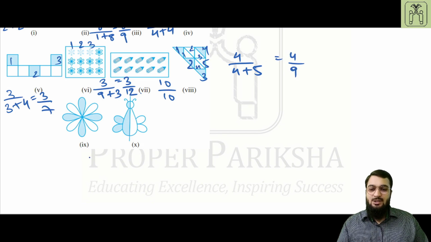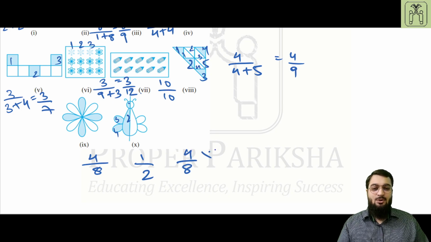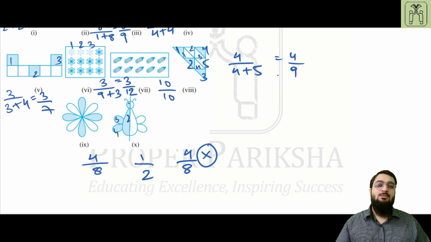Now coming to this one, since the shaded regions are not all equal, it will be 1 upon 2. You need not write the answer as 1, 2, 3, 4 and then represent it as 4 upon 8, because it will be wrong. And why will it be wrong? The concept related to that I will let you know just now.